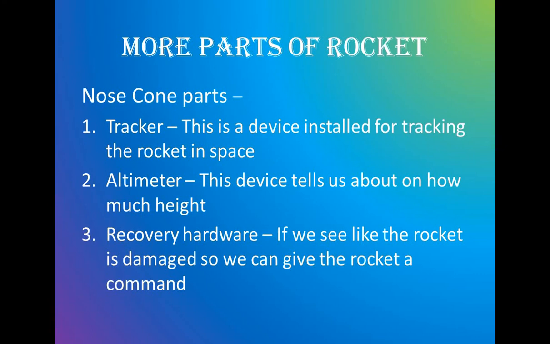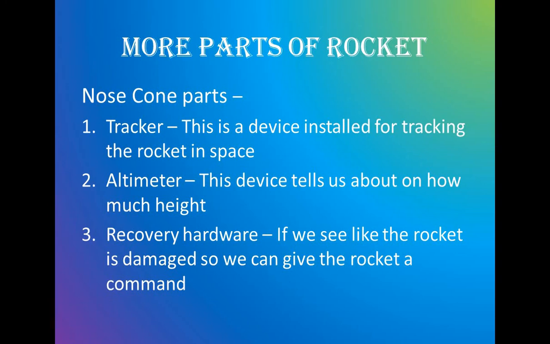So let's see. The nose cone has parts like the tracker. As I said, the guidance system. In the guidance system, the tracker is used to track where the rocket is in space. If we don't have a tracker, we will not get an idea where the rocket is, whether it is at Mars, on Earth, or in mid space. So we need a tracker. It is really important in its own way in a rocket.